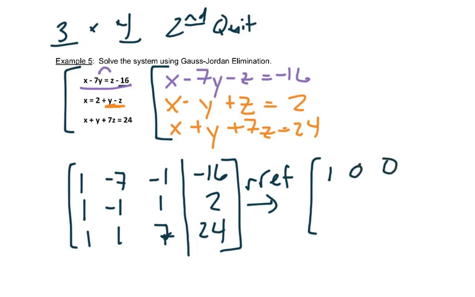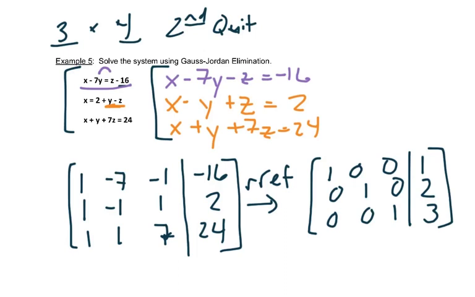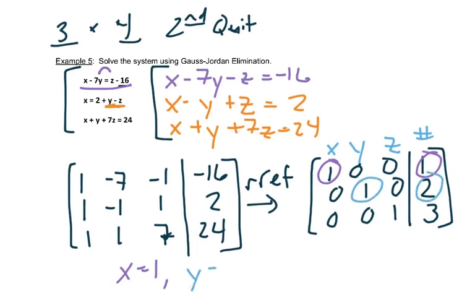1, 0, 0, 1; 0, 1, 0, 2; 0, 0, 1, 3. This is where our line would go, right before that last column of numbers. This is x, this is y, this is z, and this is our number. So this first row tells us that x is equal to 1. The second row tells us that y is equal to 2. And the third row tells us that z is equal to 3. So we'd write that as a point: 1, 2, 3.